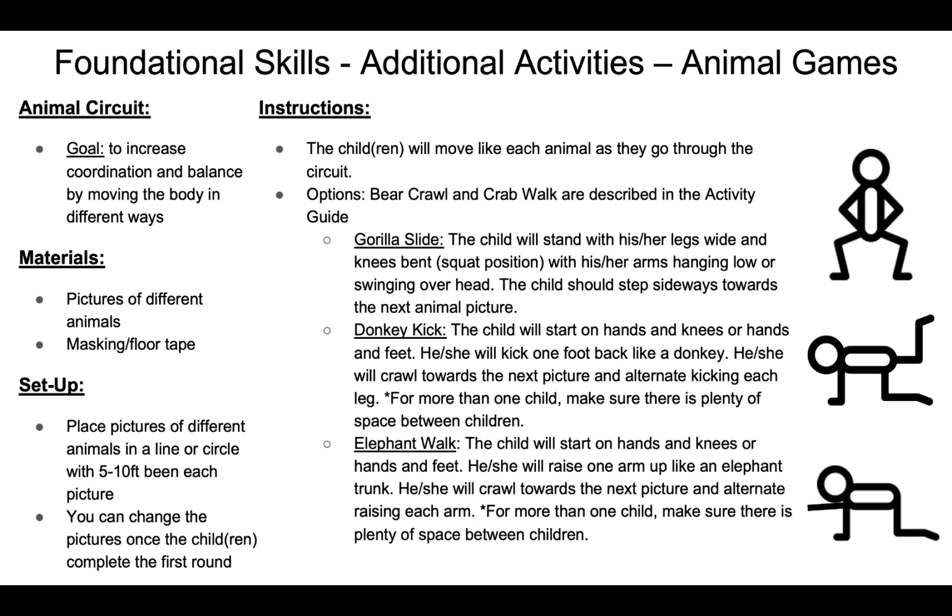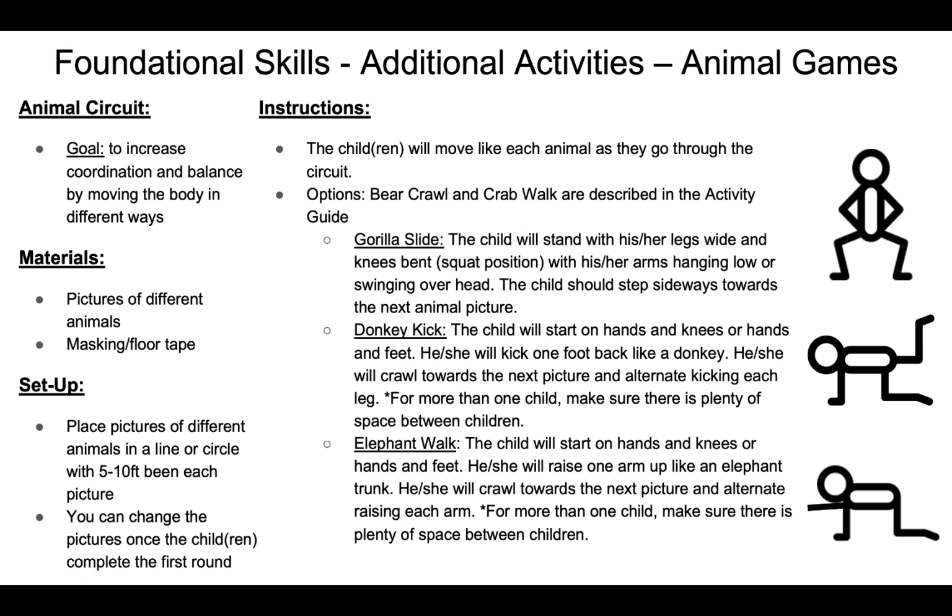For the setup, the parent or the coach will place pictures of different animals in a line or circle with about 5 to 10 feet between each picture. You can change the picture once the children or the child has completed the first round. As far as the instructions are concerned, the child or children will move like each animal as they go through the circuit. The bear crawl and crab walk are described in the activity guide for the animal games activity.